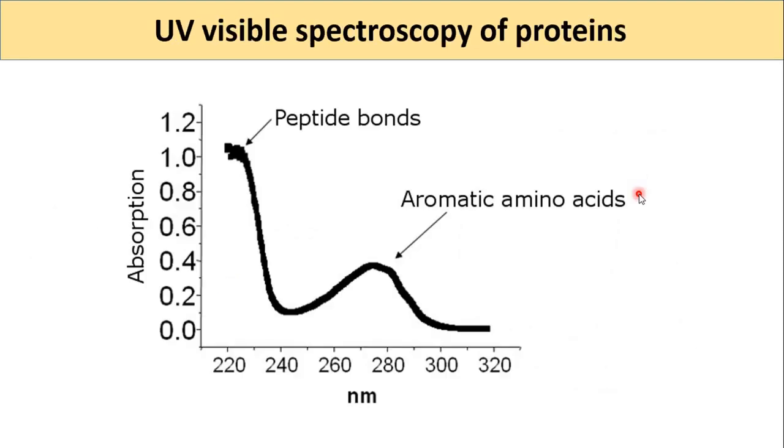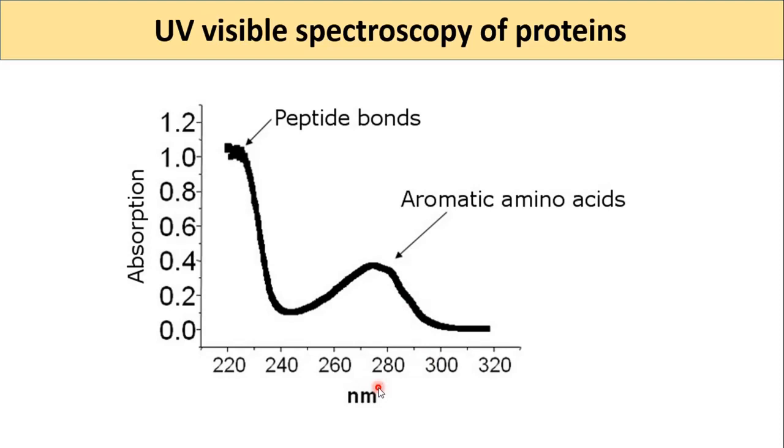In proteins you have two major types of bonding. One is the peptide bond, and we can see that the peptide bond shows absorbance near the wavelength of 220 nanometer, and the major absorption for protein comes because of the presence of aromatic amino acids. Aromatic amino acids means you have a conjugated system, and they show the lambda maximum in the higher wavelength region, and you can see that 280 nanometer is their favorite lambda maximum.